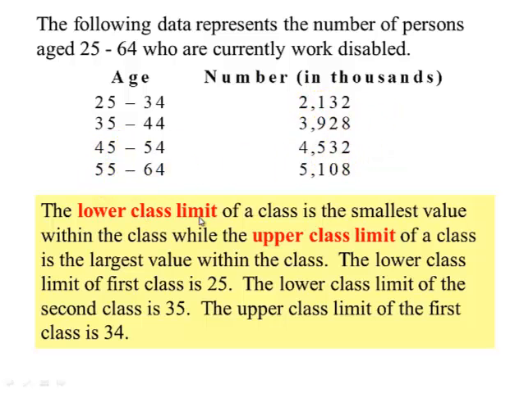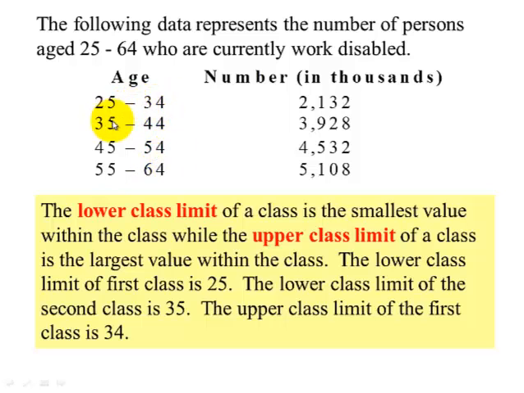The lower class limit of a class is the smallest value within the class, while the upper class limit is the largest value within the class. So the lower class limits in this example would be 25, 35, 45, and 55. The upper class limits would be 34, 44, 54, and 64.